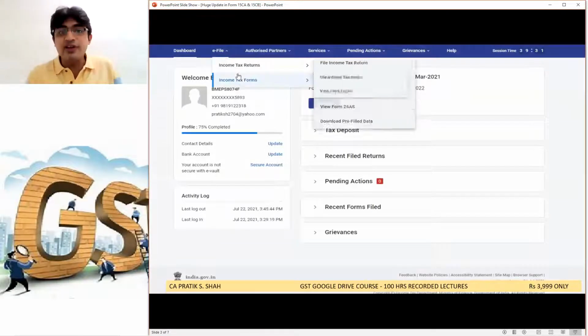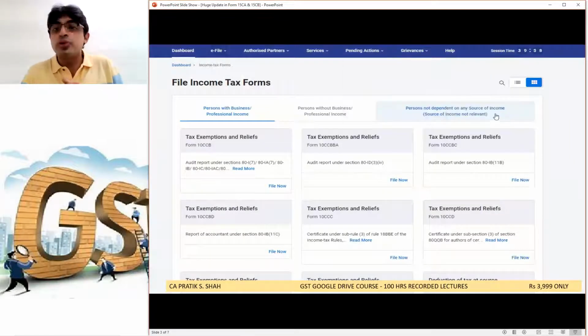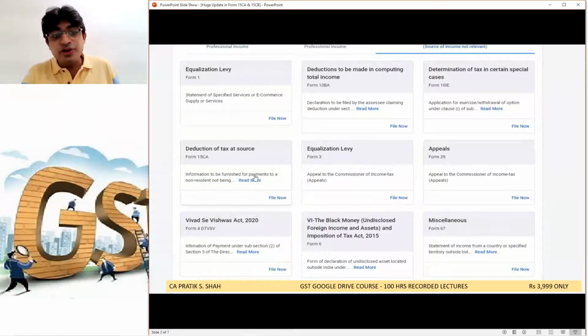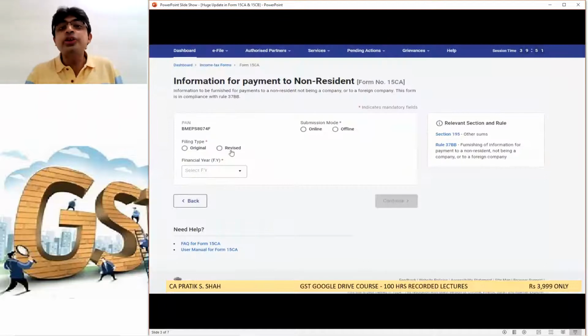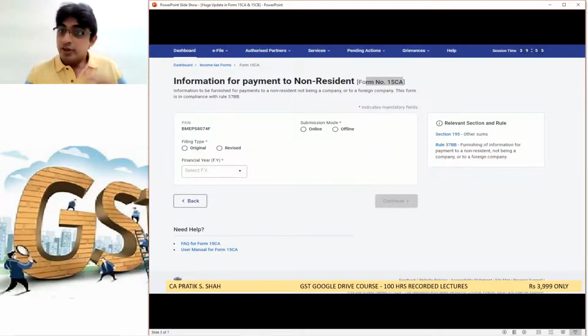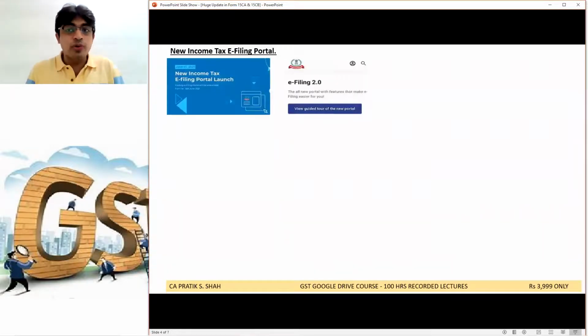See this. This is your new income tax portal. When you log in, you have to go to file income tax form and then person not dependent. There you will find Form 15CA. So here you need to open this Form 15CA and then you need to submit this form online or offline.